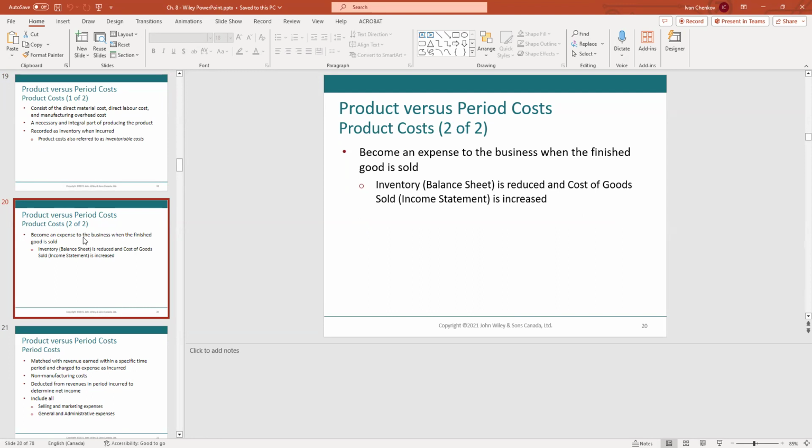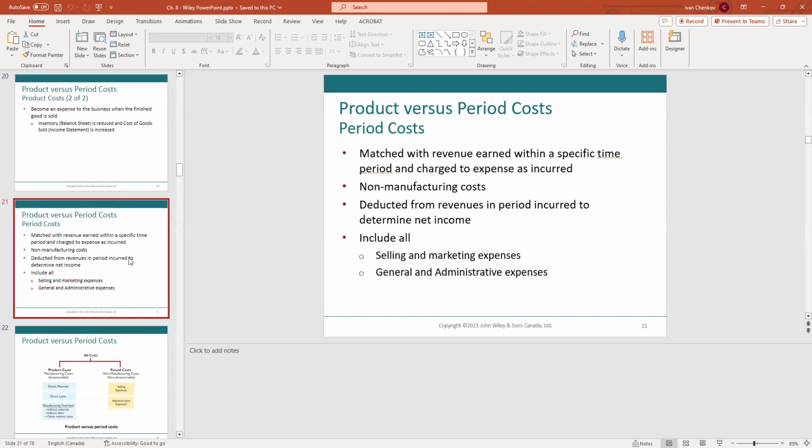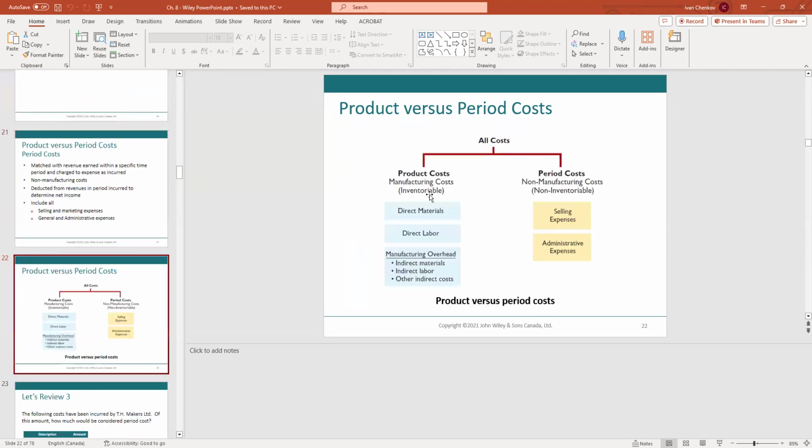Yeah. The period costs are not going to go to the balance sheet. They directly go to the expenses. Not as cost of goods sold. Those are going to go as operating expenses. So again, product cost, which is inventoriable cost, which goes to the balance sheet, is direct material, direct labor, manufacturing overhead. Manufacturing overhead including indirect material, indirect labor, and everything else.